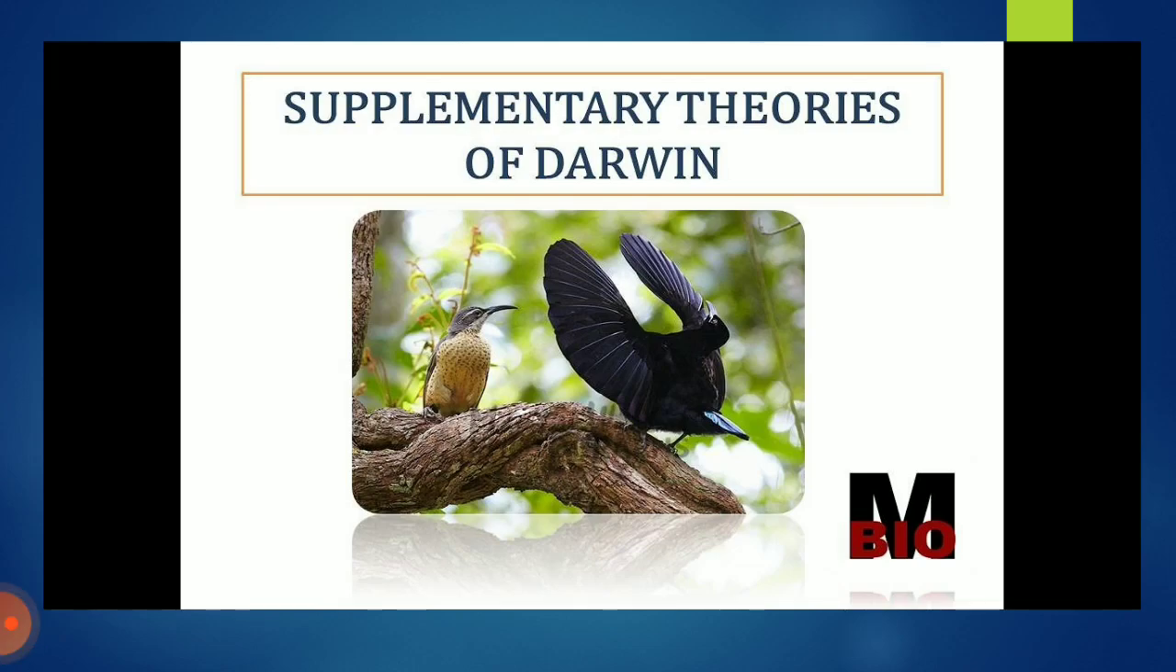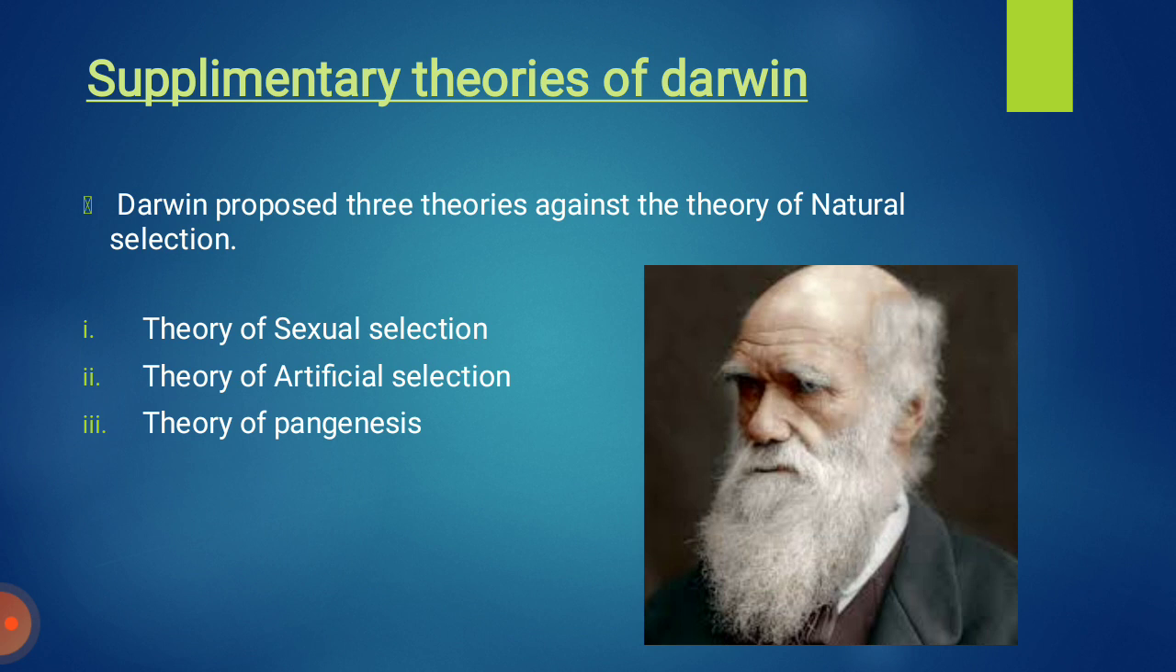Today I present the topic Supplementary Theories of Darwin. Darwin proposed three theories alongside the theory of natural selection. The first theory is the theory of sexual selection, the next one is the theory of artificial selection, and the third and last one is the theory of pangenesis. Here I show a picture of Darwin.